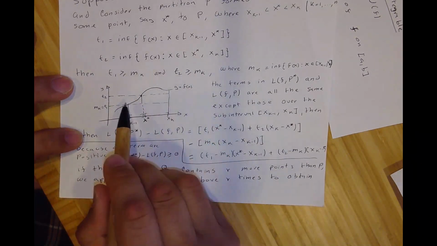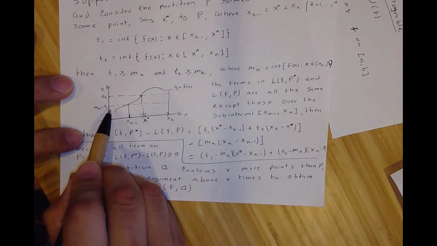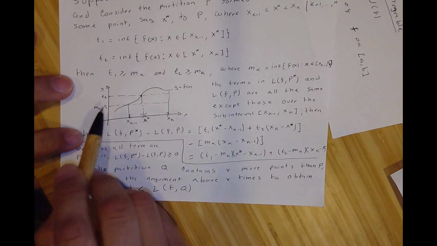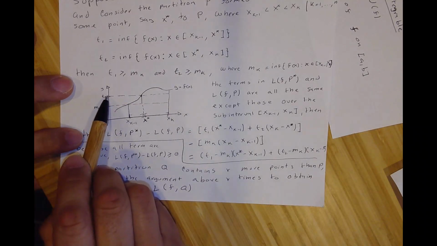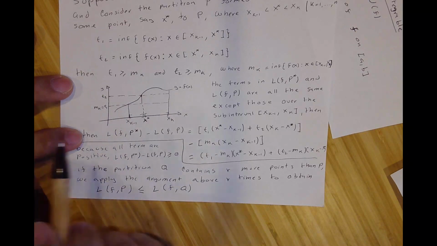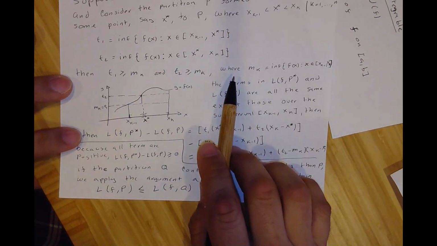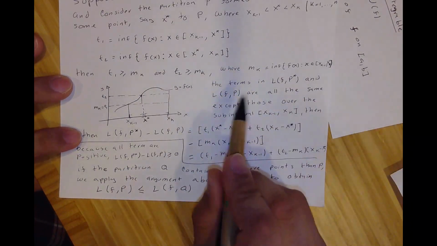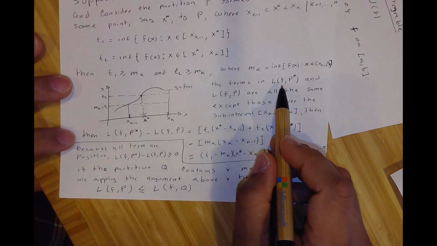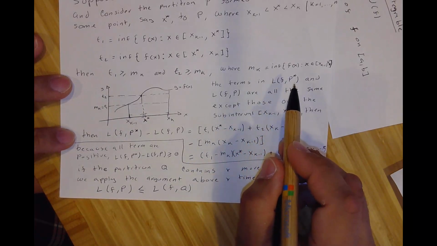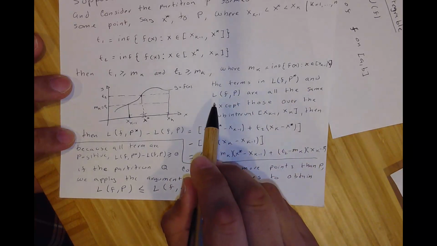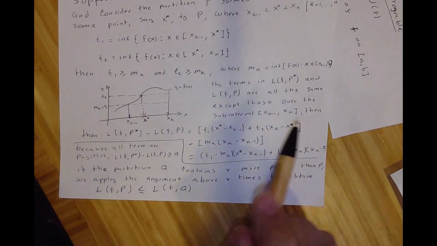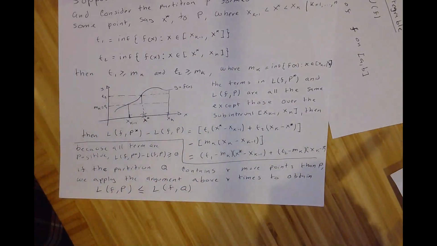So in this plot that I have here in this graph, for this specific case, t1 is equal to m_k, and t2 is not equal but is greater than m_k. This is the definition that I just showed in the other paper. The terms in the lower sum of P star and the partition P are all the same except for this part. Everything else is the same.